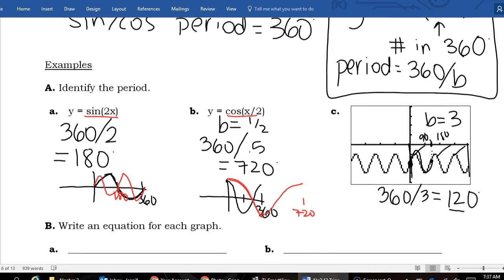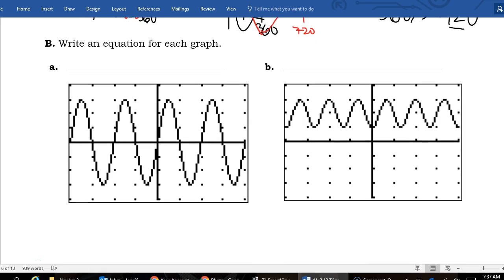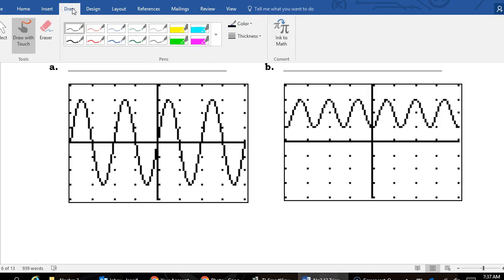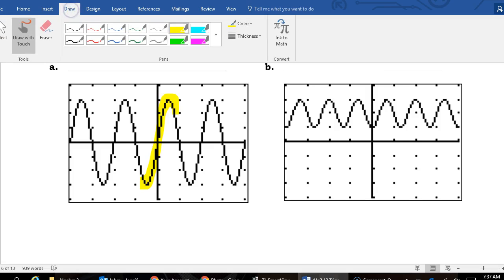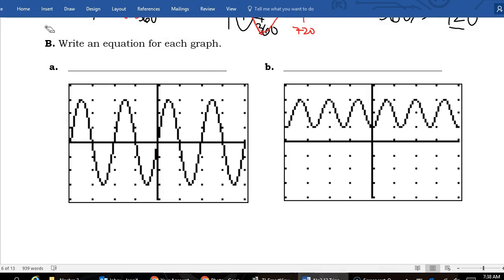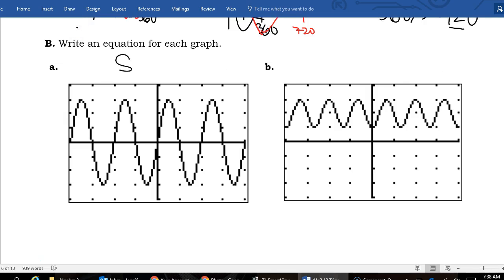Okay, let's try writing some equations. Now we're going to take into account the period. But don't forget about the amplitude and the vertical shift. We're doing all that. So, first question, sine or cosine, right in the center. Do I see an S or a C? That to me looks like an S shape. And it was an S shape pointing upward, so I know that this is a sine.